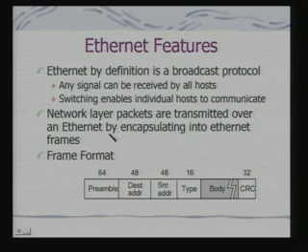Now, network layer packets are transmitted over an Ethernet by encapsulating them into what are called Ethernet frames. And the Ethernet frame format is something like this. If you look at this frame format, you will find that you have a destination address and a source address. By using the destination address, a processing element or a computer would know whether the packet is intended for it or not.